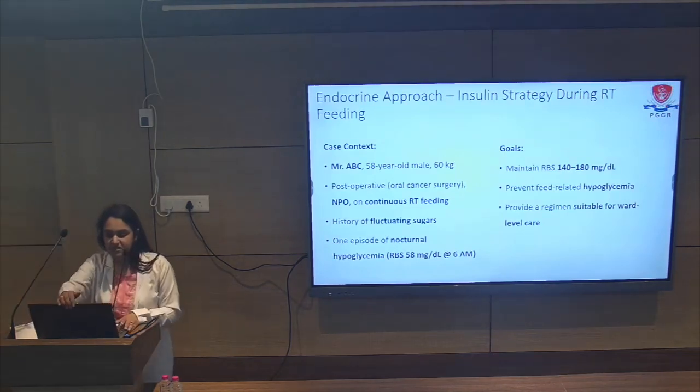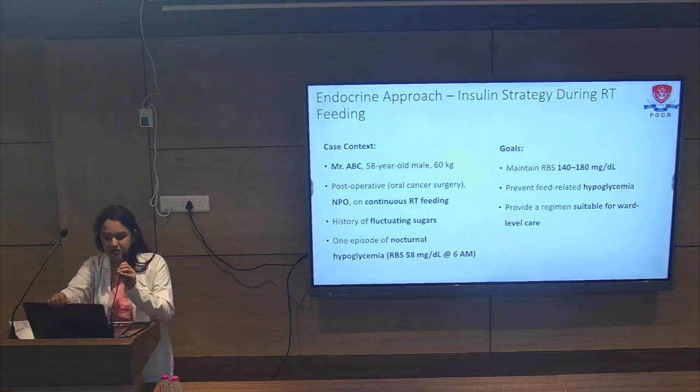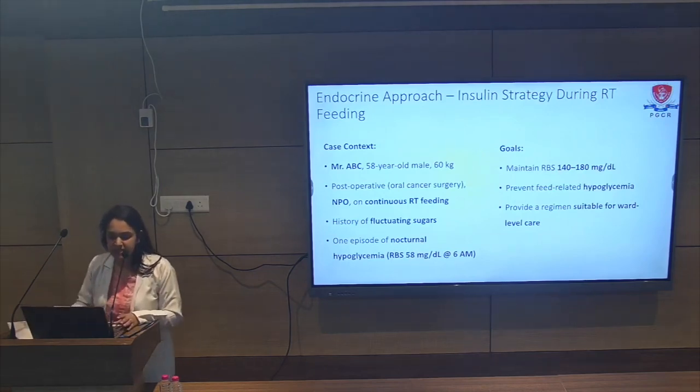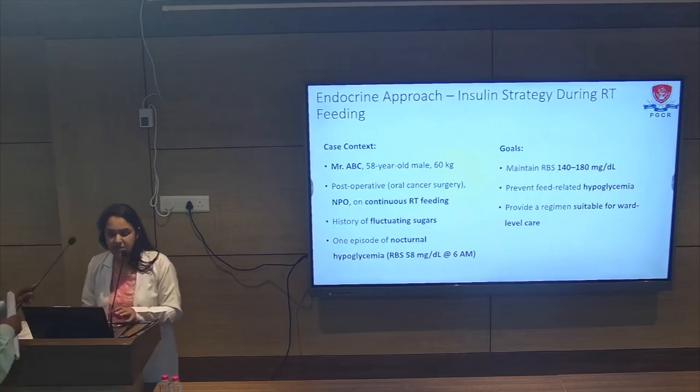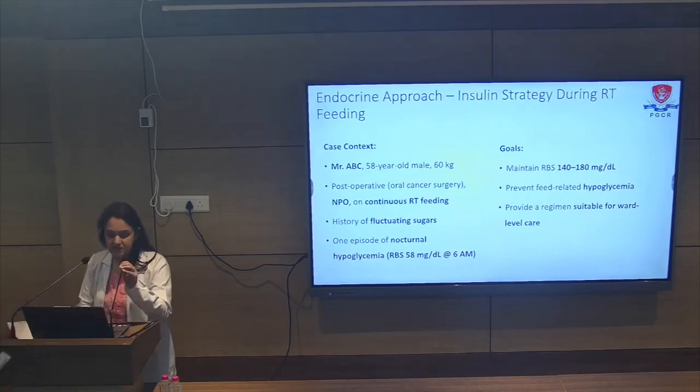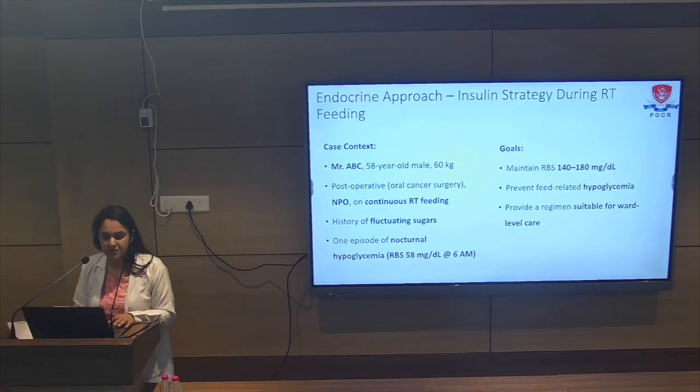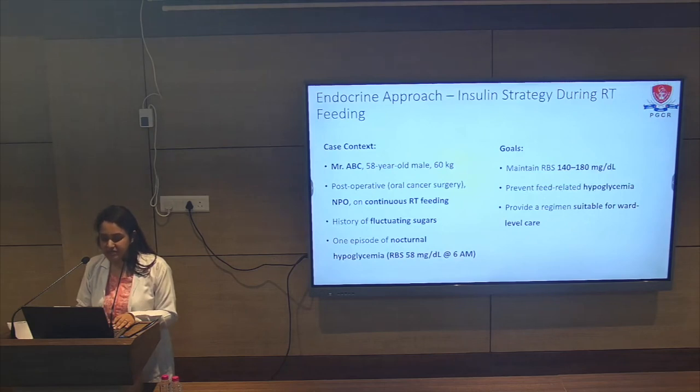Now we discuss the insulin strategy during RT feeding. This was a 58-year-old male, 60 kgs weight, post-operative, nil per oral, on continuous RT feeds, with a history of fluctuating sugars and one episode of nocturnal hypoglycemia. In these patients, we maintain the target goal of 140 to 180 milligram per deciliter, and our goal is to prevent feed-related hypoglycemia and to provide a regimen which is suitable for ward-level care.